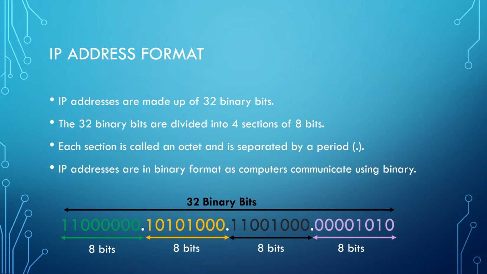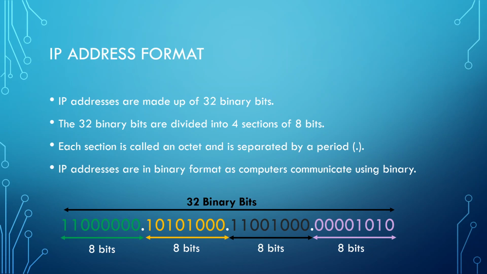Now, what does this have to do with IP addresses? Well, IP addresses themselves are made up of 32 binary bits, and these 32 binary bits are divided into 4 sections of 8 bits, and each section is called an octet. The reason why it's called an octet is because it's got 8 bits. And essentially each octet or each section is separated by a period, which is a dot.